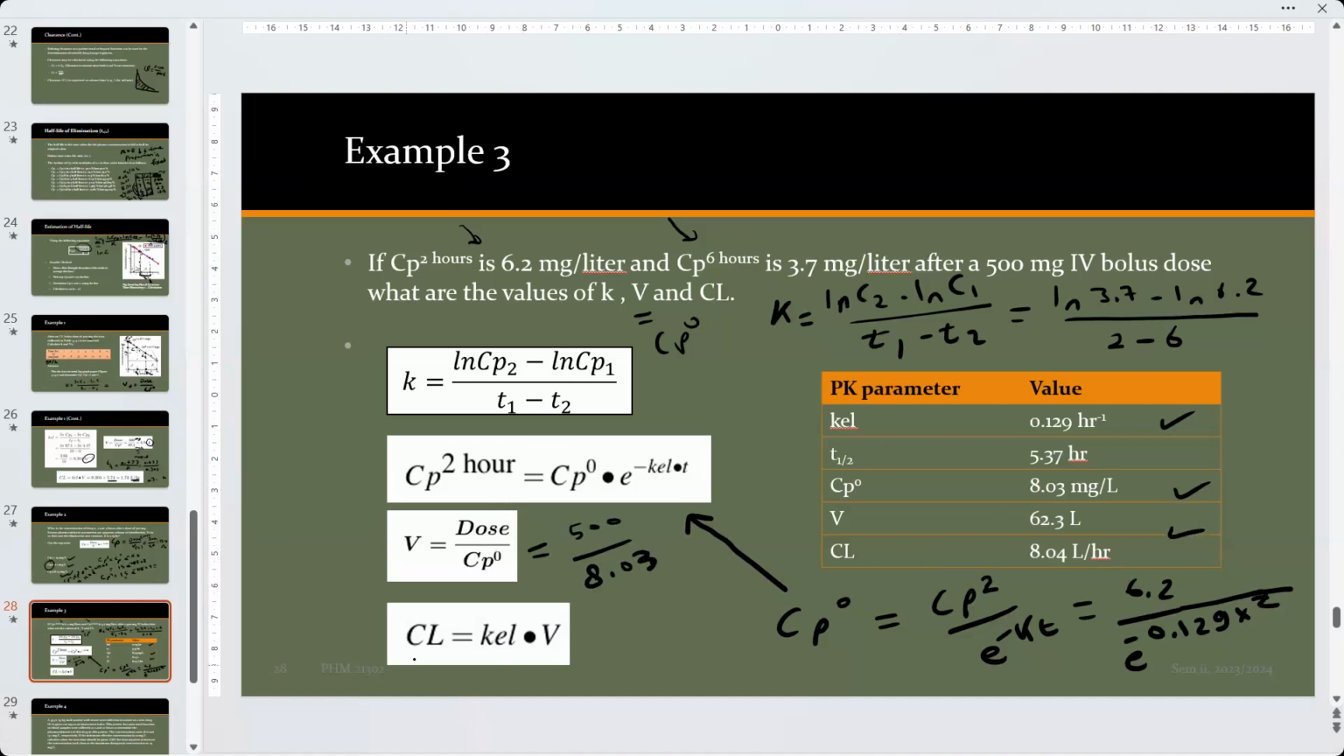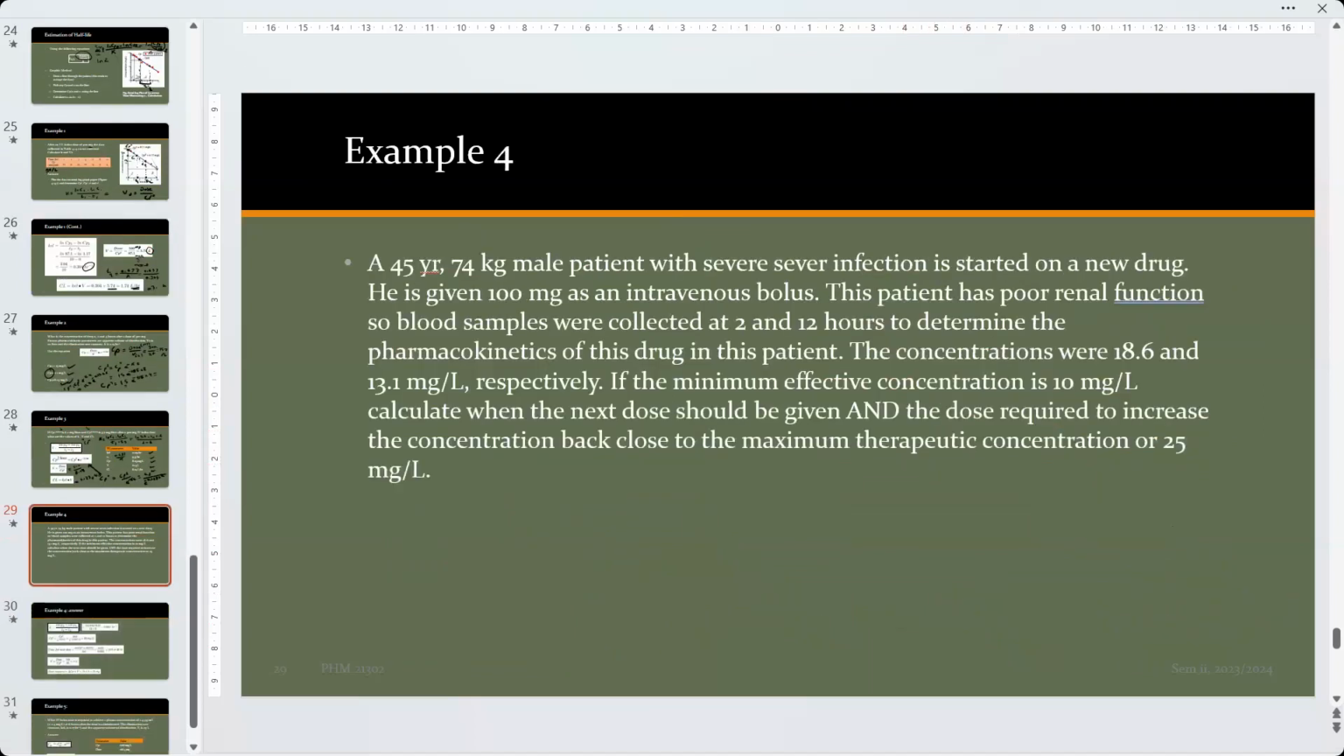Calculate the clearance. Clearance, as we mentioned before, equal to elimination rate constant, K times volume of distribution, equal to 0.129 times 62.3. Should give this value. If you want to calculate the half-life, just 0.693 divided by K. Okay.